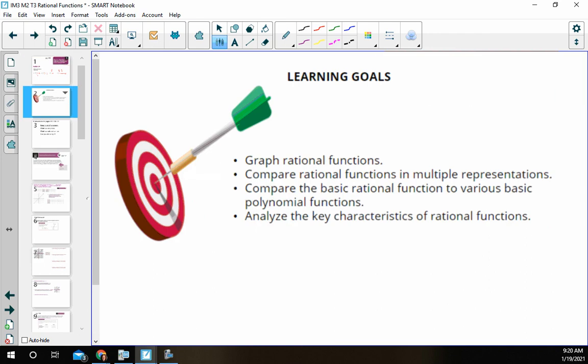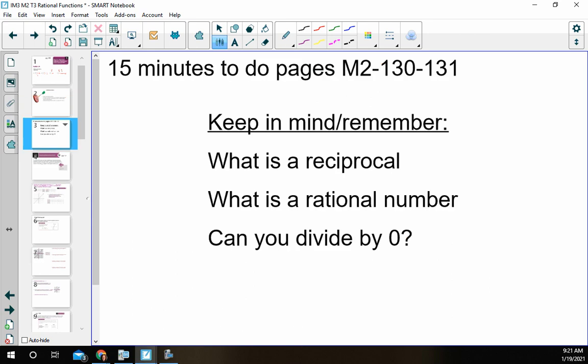Okay, so graphing rational functions, compare rational functions in multiple representations. We're going to compare their basic graphs, and then we'll be able to lead into when we move it around left, right, up, down. What does that do? We're going to talk about asymptotes and poles. So what is a reciprocal? Go ahead and pause the video and try to think about these couple comments here.